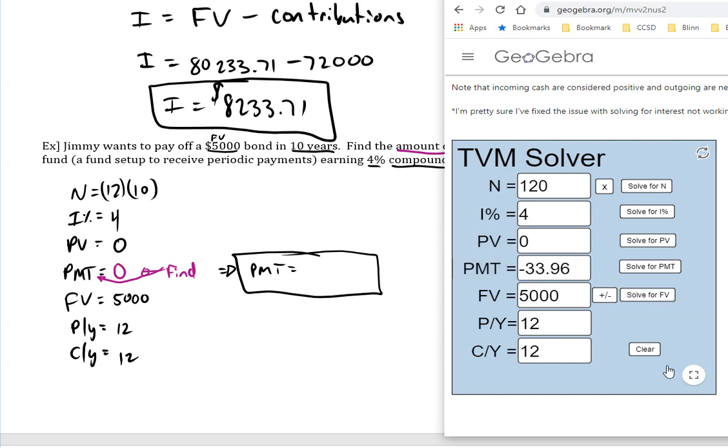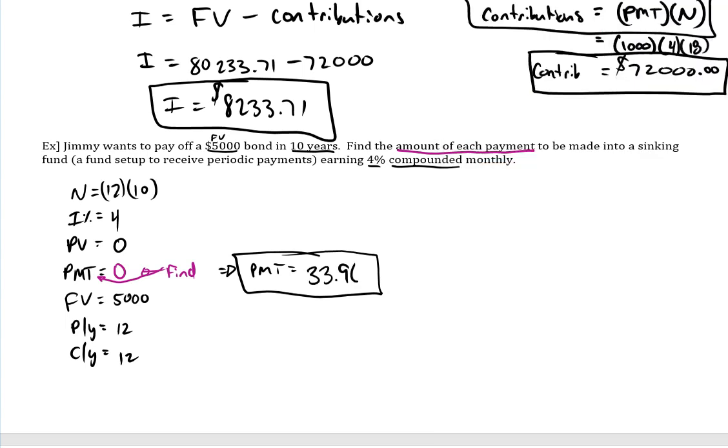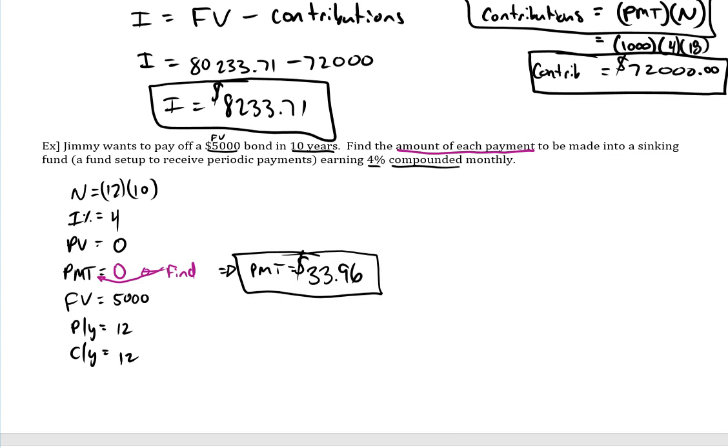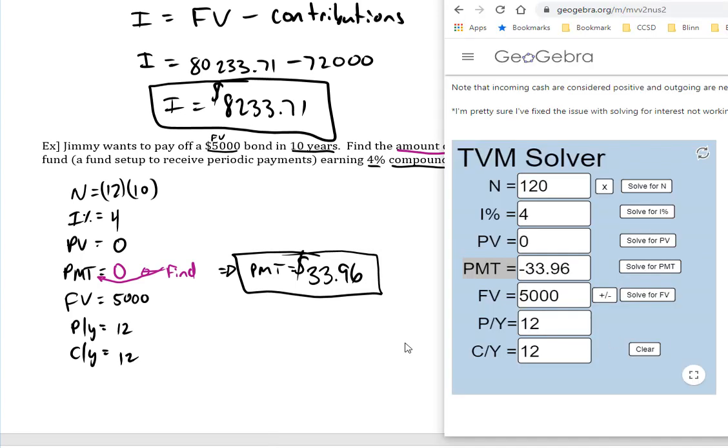So right here we click that button and it says it's $33.96. Remember, the negative is just saying it's outgoing. So every month this is the amount that's going into this account. But that would take care of it. Let me see it again, yes, $33.96.